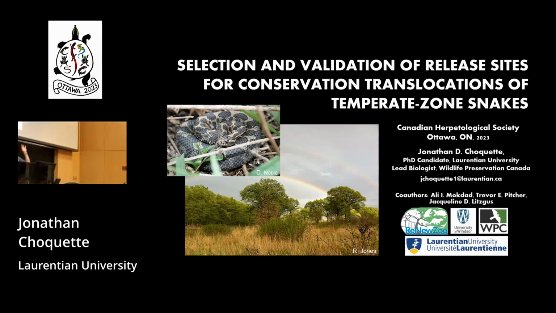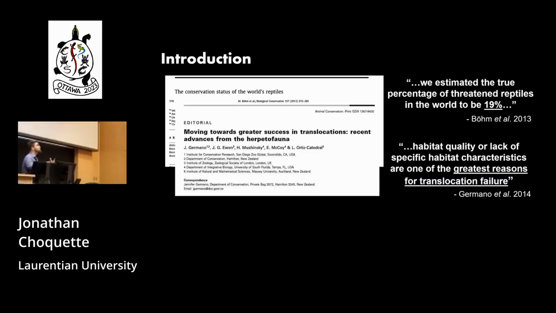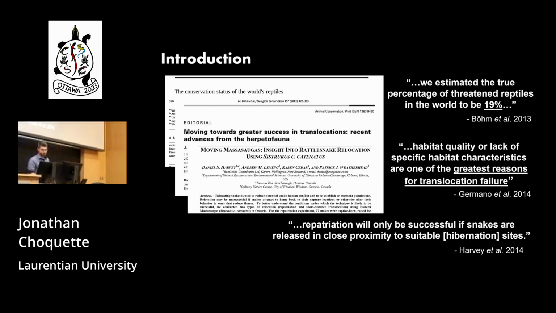Today, I will give you a very brief look into one of my PhD chapters, Selection and Validation of Release Sites for Conservation Translocations of Temperate Zone Snakes. So reptiles are declining globally. With 19% of the world's reptiles threatened, it's no surprise there's a growing interest in translocations as a tool to augment or reintroduce populations of some species. However, poor quality habitat is the most important reason for translocation failure with herps. Therefore, release site suitability ought to be evaluated prior to conducting translocations. And in temperate zone snakes, conservation translocations have failed due to high overwinter mortality.